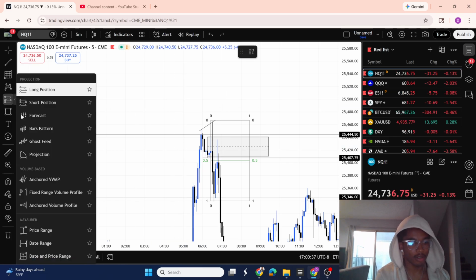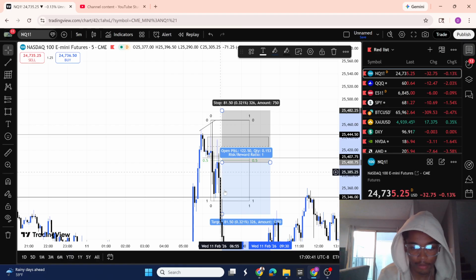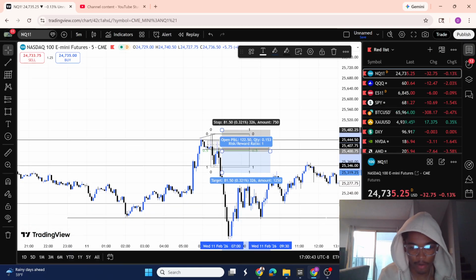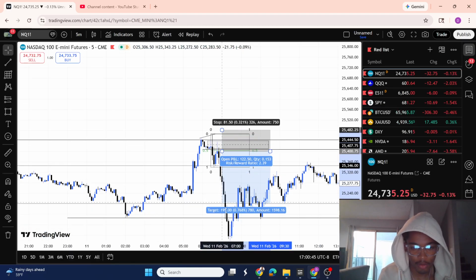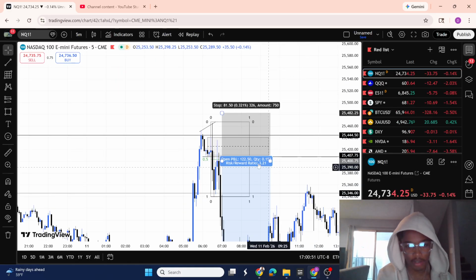Oops, I put long. I meant short. Now we can enter short here. And then where can we take profit at? 1 hour high here, 1 hour high here. 3-to-1 risk. This is how you do it.